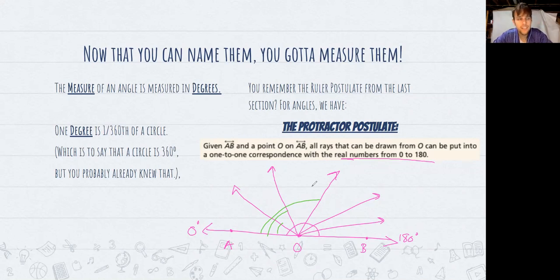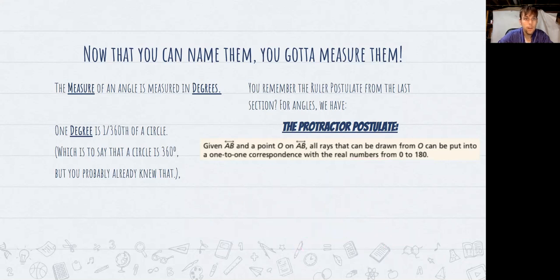It's a really dense thing, but that's all we really need to understand: we're going to measure angles from 0 to 180, and we're allowed to do it by this postulate. Okay.